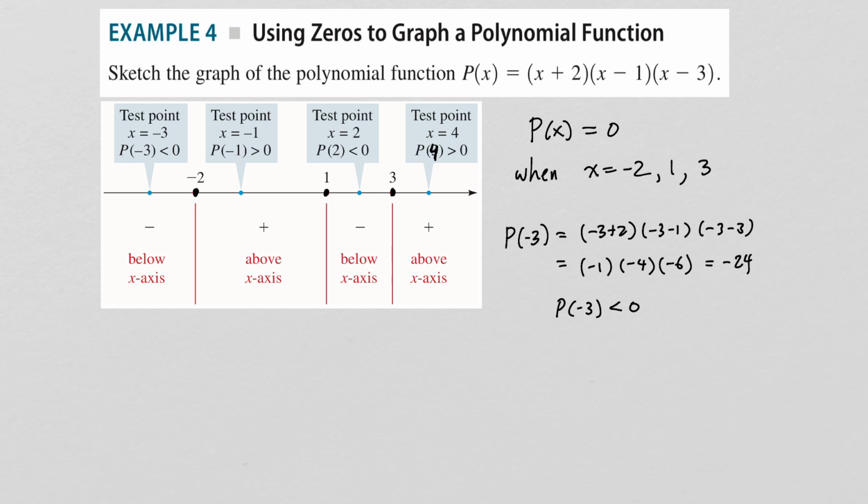Now these test points tell us whether the graph is above or below the x-axis. So for example, when x is a number less than negative 2, the graph will be below the x-axis because the test point was a negative value. In between negative 2 and 1, the test point was positive, which means the graph will be above the x-axis. In between 1 and 3, it will be below, and to the right of 3, it will be above. So let's go ahead and bring in the graph now.